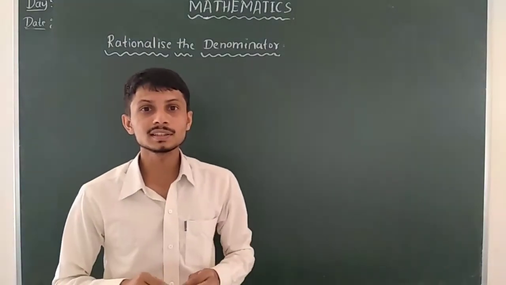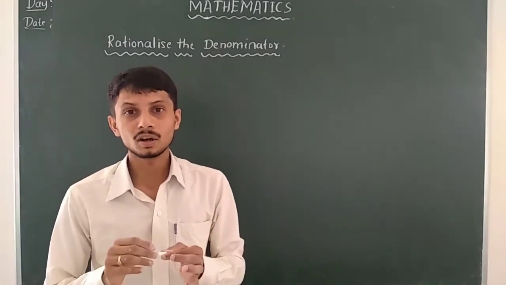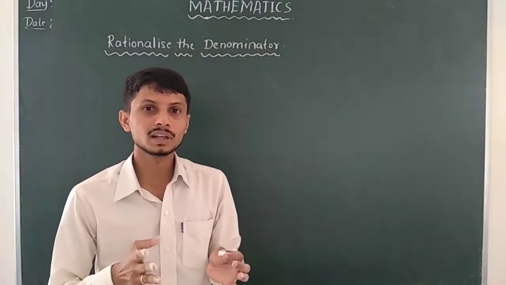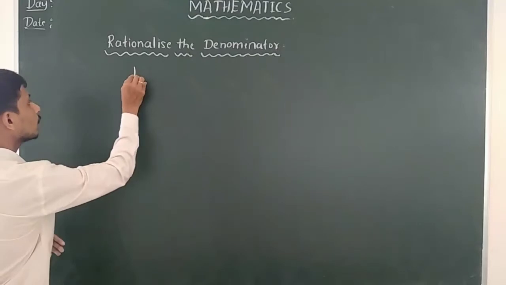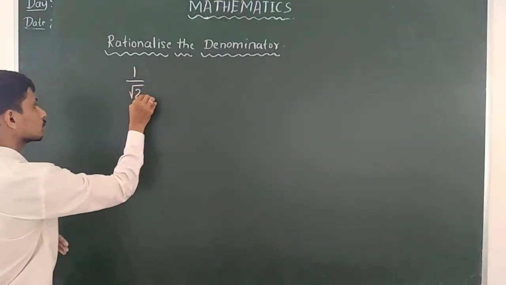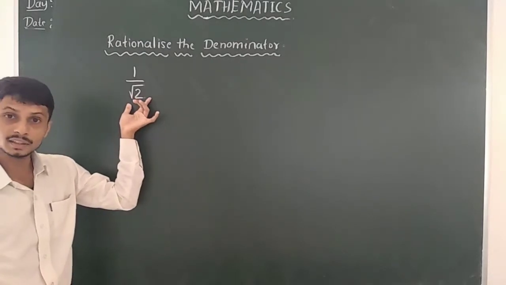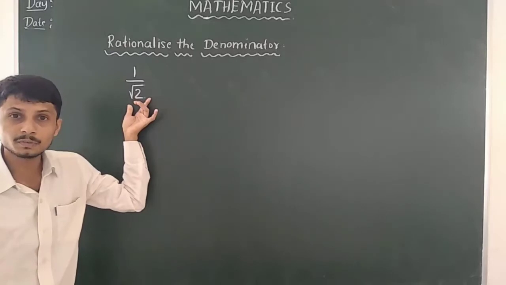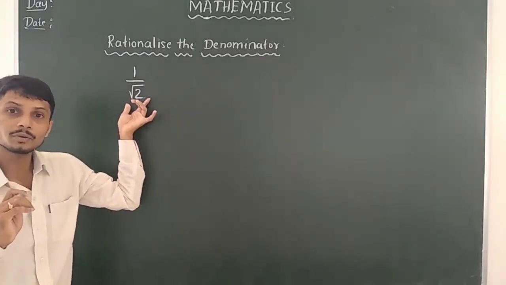So dear students, in this class we will discuss rationalizing the denominator. But firstly I take some examples, and after that I will tell you how to do this problem. Firstly I will take 1 by root 2. Root 2 is an irrational number, which cannot be expressed in the form of p by q. So we have to rationalize.